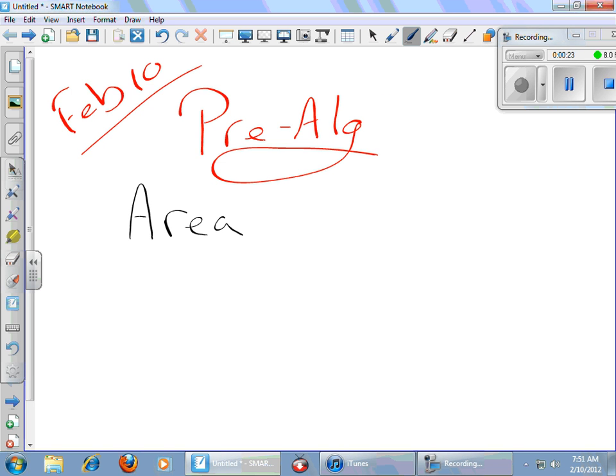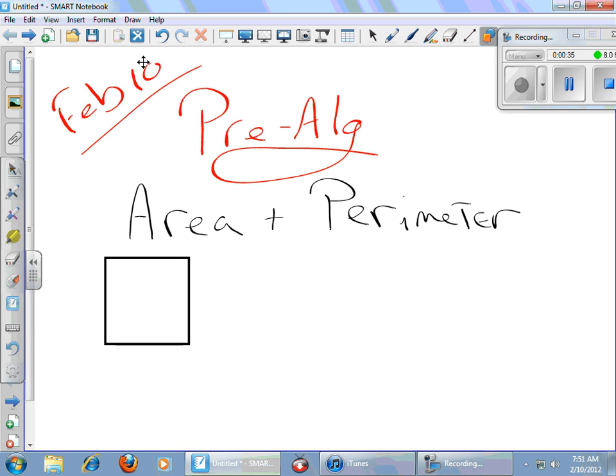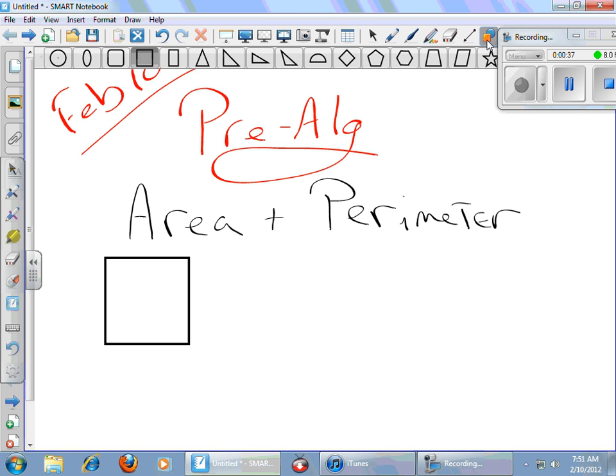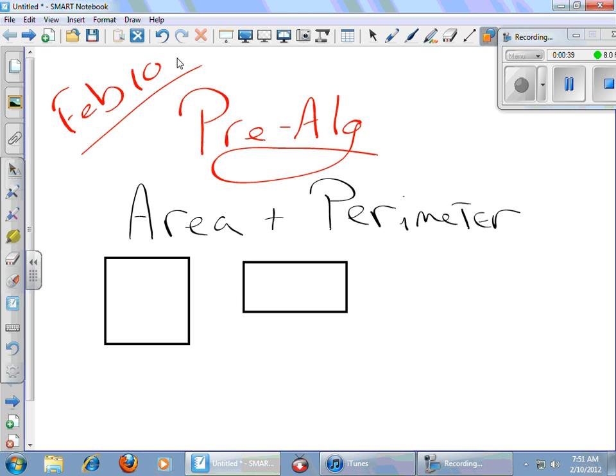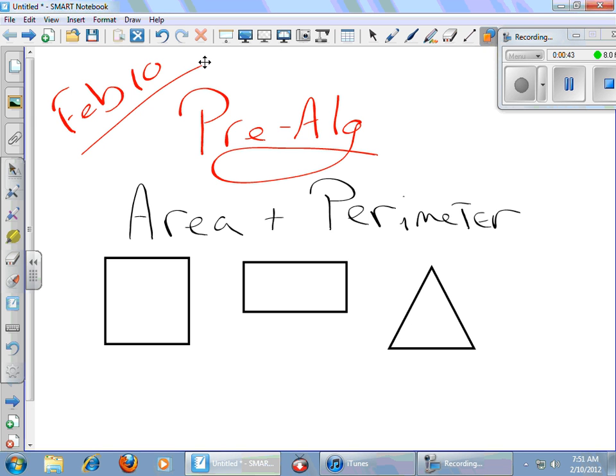I'm not sure. Area and perimeter. And today, we'll keep it simple, and we're only going to talk about squares, rectangles, and triangles.